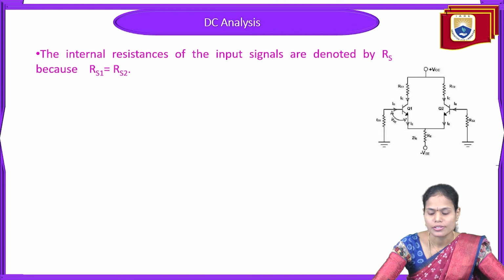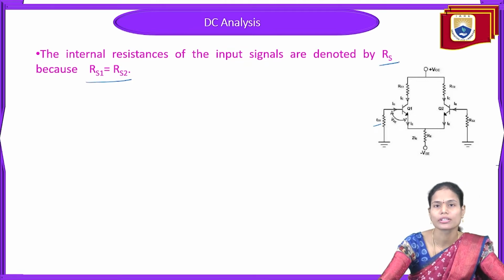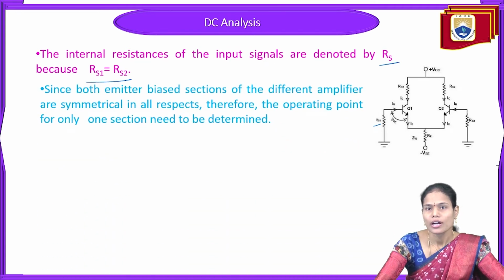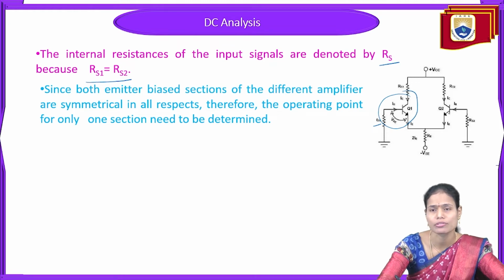To do the DC analysis, note that the internal resistances of the two input signals are denoted by the source resistance Rs here. Why? Because all the resistance values are equal here, so Rs1 is equal to Rs2. That's why we are replacing them with the resistance Rs. And next, both the emitter biased sections of the differential amplifier are symmetrical in all respects. Therefore, here we are going to find the operating point for only one transistor instead of two transistors. Why? Because all the characteristics are the same here. So if you find it for one transistor, it is also the same for the second transistor.